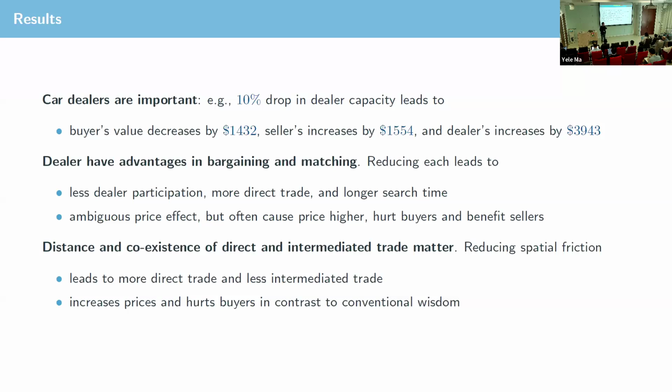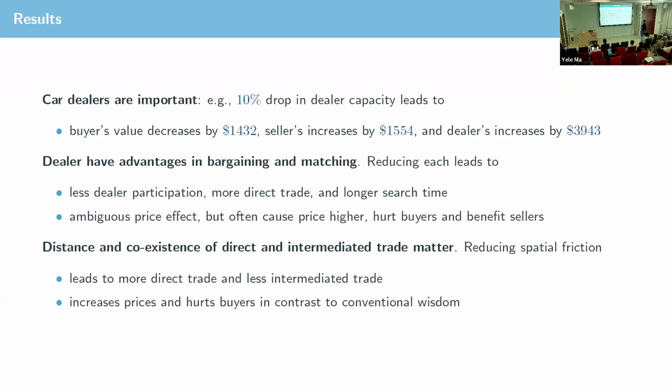Let me give you a brief preview of our results. One, car dealers are important. Even if we just reduce car dealers' capacity in the market by 10%, it causes thousands of dollars of welfare impact on consumers and sellers. And if you take out 10% of dealer capacity, the profit of all the remaining dealers increases. This probably tells you there are too many dealers in the market.